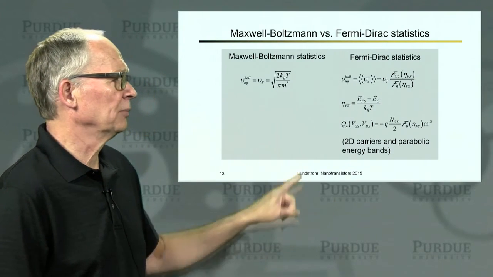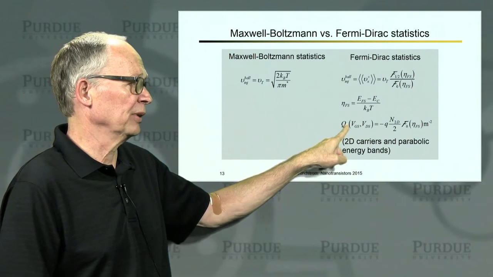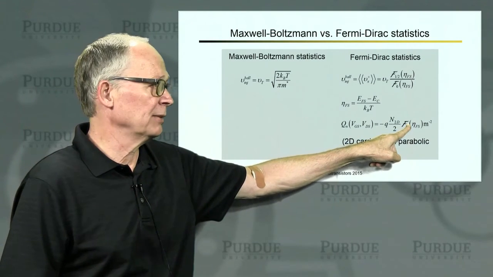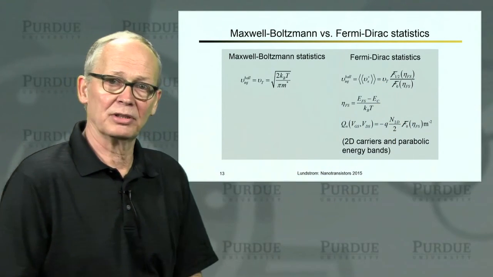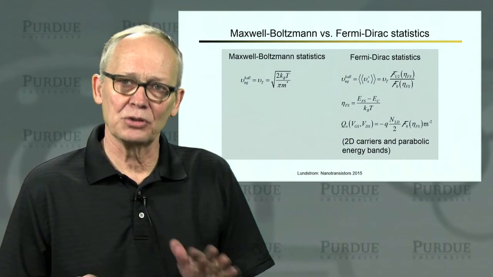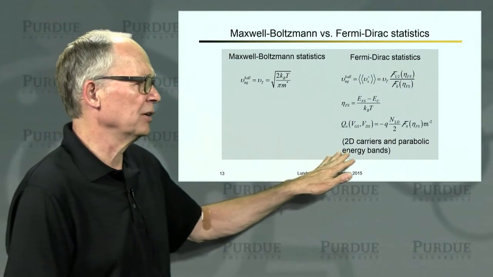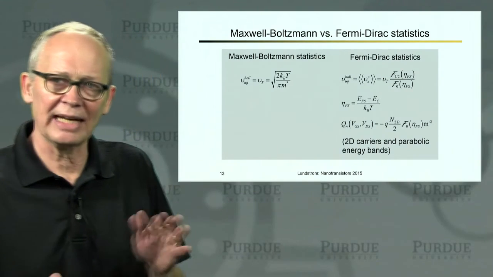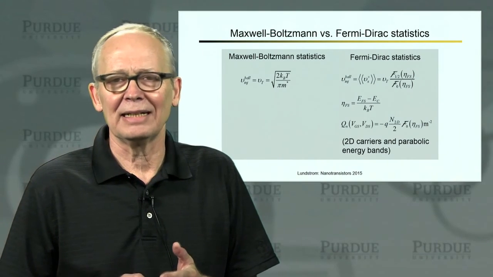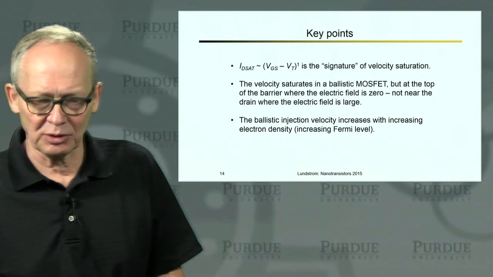Now, the way this would work in practice is that we would fix the charge density at the top of the barrier with a gate voltage. Then we would deduce where the Fermi level is with respect to the bottom of the conduction band. Then we could compute the ballistic injection velocity. And remember again, we're doing this calculation for 2D carriers in the XY plane in a planar MOSFET. We're assuming parabolic energy bands. If those assumptions are relaxed or different for a device that we're considering, we'll get results that look different, different orders of Fermi-Dirac integrals, for example, but the same general considerations will apply.